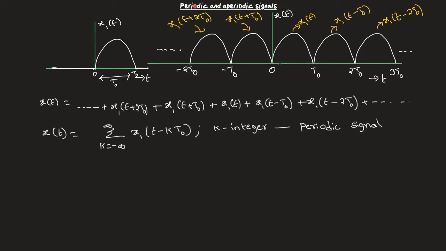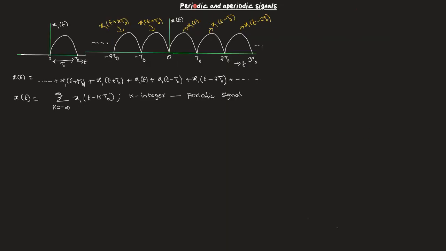So the signal x of t can be represented as summation k equal to minus infinity to plus infinity x1 of t minus kT0, where k is an integer, that is k equal to plus or minus 1, plus or minus 2, plus or minus 3, as well as k equal to 0 also. Such a signal x of t is called a periodic signal. Ideally, a periodic signal is defined from minus infinity to plus infinity, as a linear combination of infinite replicas. So far in this discussion, to explain the periodic signal x of t, we have taken help from a reference signal x1 of t.